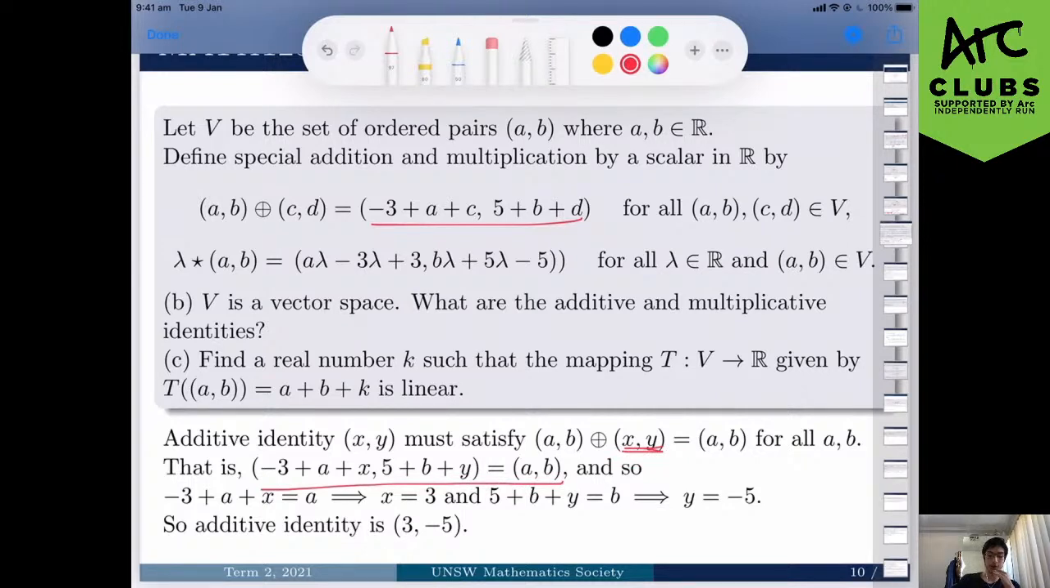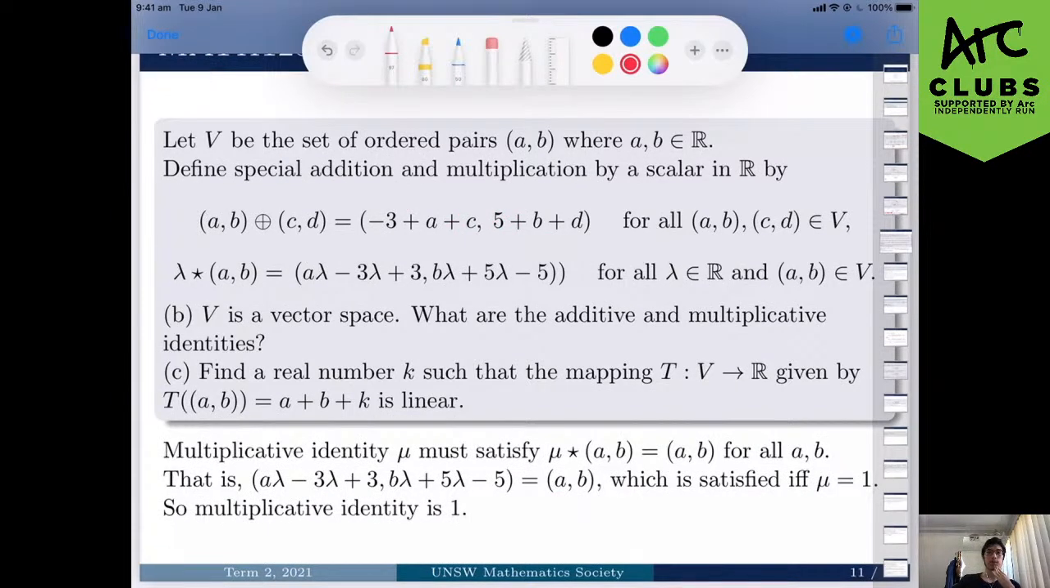I guess it's kind of given in the question that we can equate components just from the setup. And so we equate components. That gives x equals 3, and that gives y equals -5. And you can see how that works. If we let c equal 3 and d equal -5, then we'll get a 3 there, so that will cancel out. And if we get -5 there, then that will cancel out. So we just get A, B back out. And so if we add 3, -5 to anything, then we'll get the same thing back.